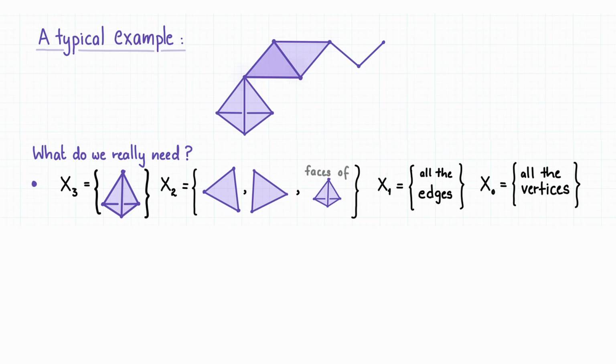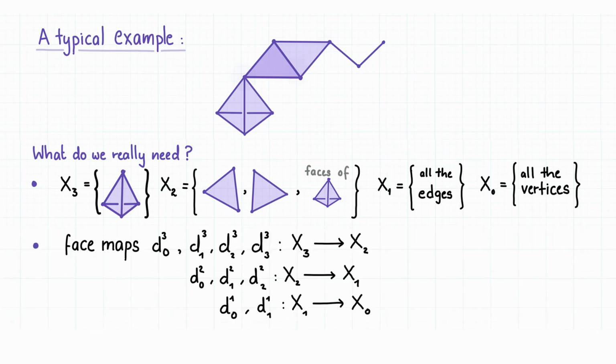Now I need to tell you how the gluing happens, and for that we use these maps that we call face maps. The face map from 3 simplices to 2 simplices takes a 3 simplex and maps it to one of its faces in the set of 2 simplices. Since each 3 simplex has 4 faces, you would have 4 face maps from x3 to x2, and similarly from x2 to x1 you have 3 face maps, and 2 face maps for all the edges. This is a way to describe a simplicial complex.